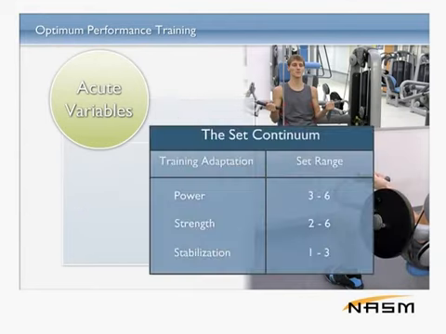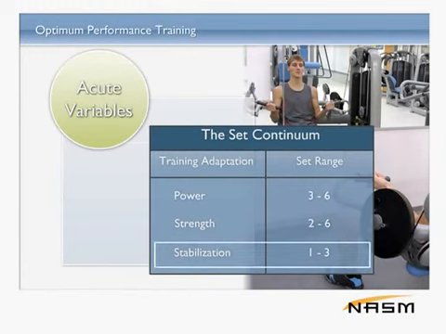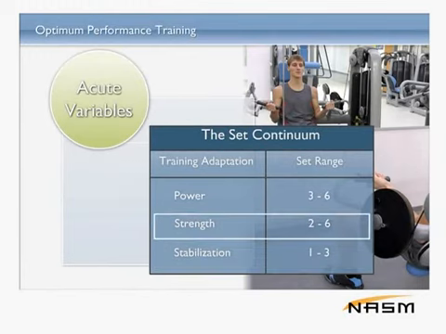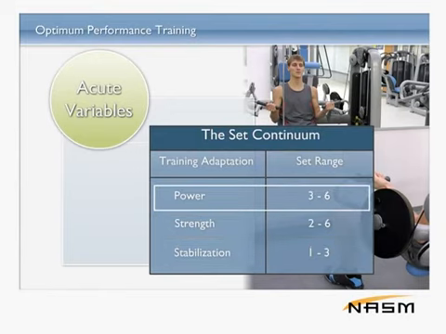With that said, if the goal is stabilization, then 1 to 3 sets would be appropriate. If the goal is strength, then 2 to 6 sets would be the appropriate range. And for power adaptations, 3 to 6 sets would be appropriate.